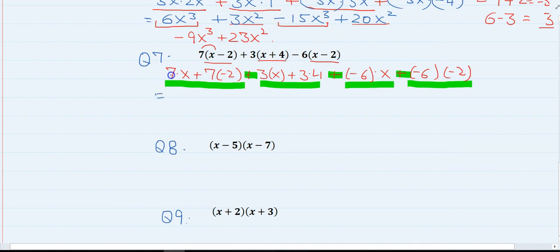Now here we have 7x, minus and plus is minus. 7 times 2 is 14, plus 3x, plus 3 times 4 is 12. Now this is 6x, plus and minus is, I told you, minus 6x, and there are 2 minus, so it will be plus. 6 times 2 is 12.